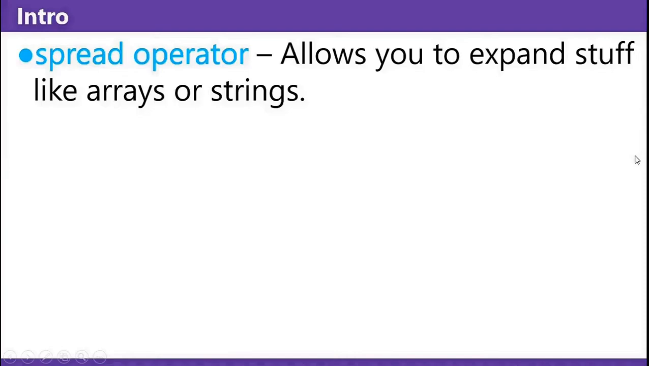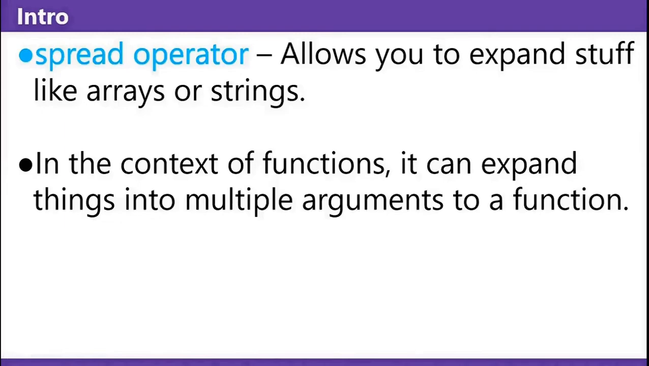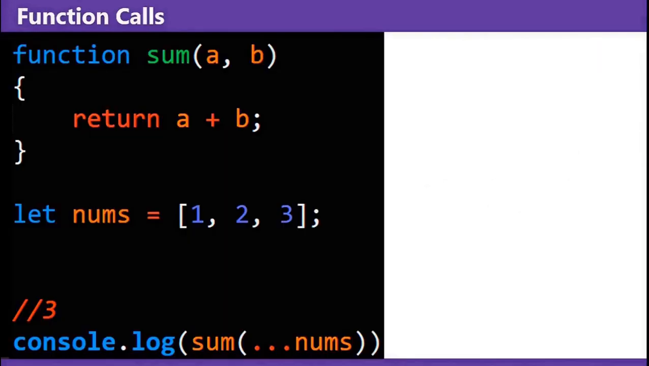In JavaScript, the spread operator allows you to expand stuff like arrays or strings. In the context of functions, it can expand things into multiple arguments to a function. In here, even though the array has 3 elements, the first 2 are passed to sum as arguments when the spread operator is used on the array. That's why sum returns 3, as the first 2 elements are 1 and 2.